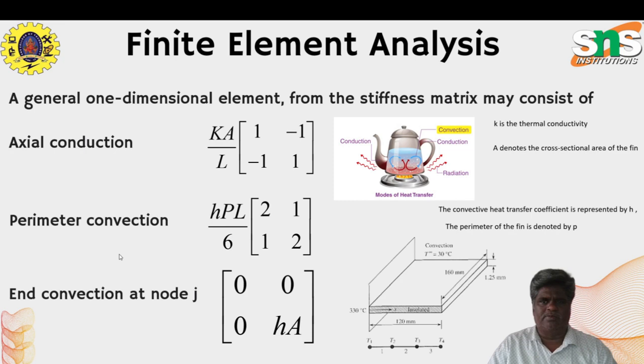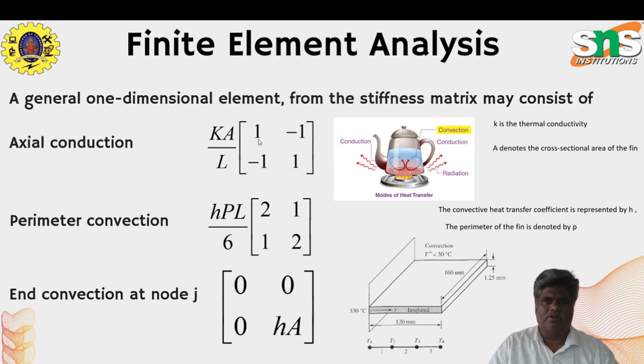Actually, in a one-dimensional problem, the following stiffness matrix will be formulated based on Fourier's law and the shape function. Based on the heat transfer mode, there are three types: radiation, conduction, and convection. Then, based on the shape function and Fourier's law, we formulate the axial conduction. The axial conduction formula is KA divided by L. K indicates the thermal conductivity, A indicates the area of the cross section of the element, and L is the length of the element.